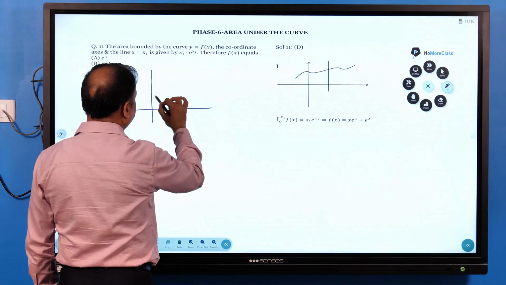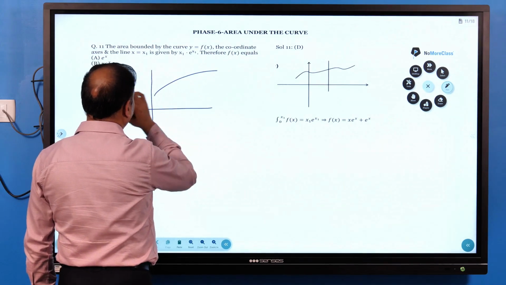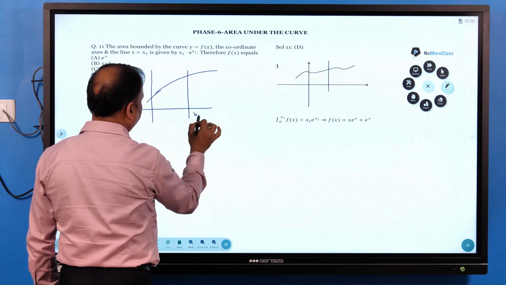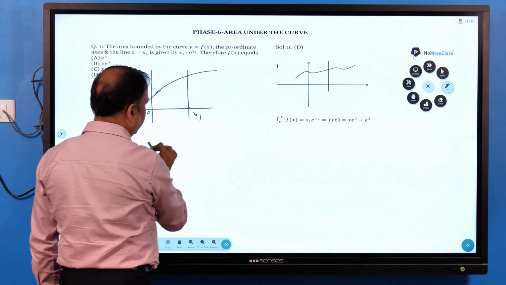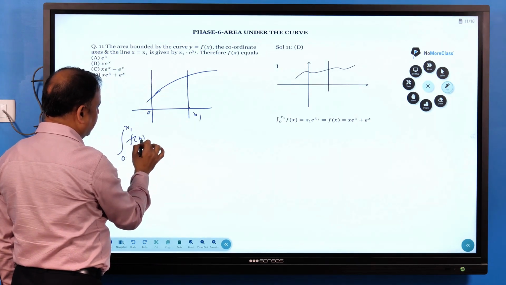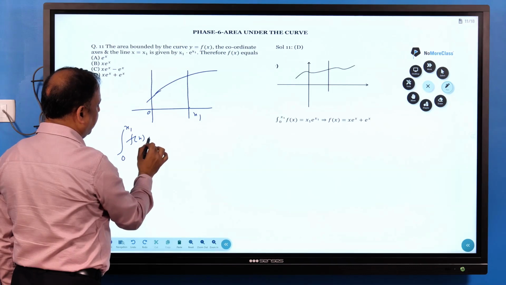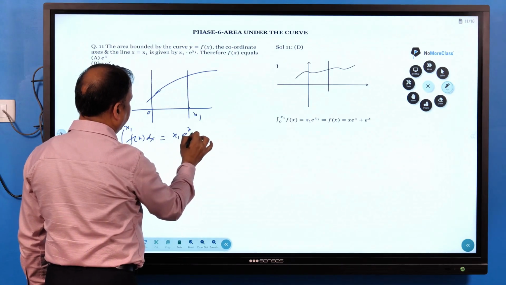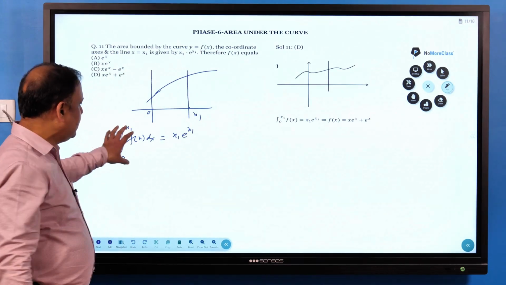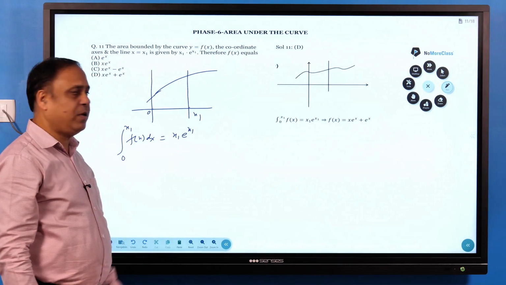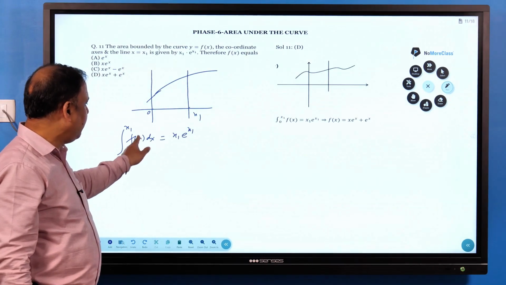If this is the curve, the curve bounded by the coordinate axis and the line x equal to x1. So the area is the integral from 0 to x1 of f(x) dx, or f(t) dt, which is x1 times e raised to power x1. Now we will consider this as a function of x1. x1 is the variable, and instead of x, you can take f(t) dt here.